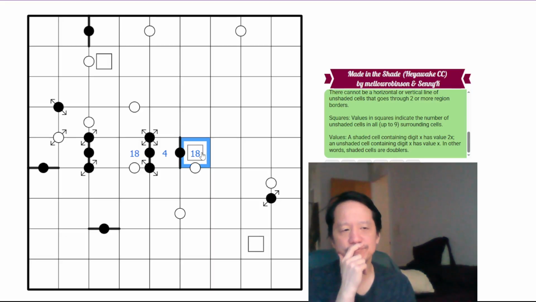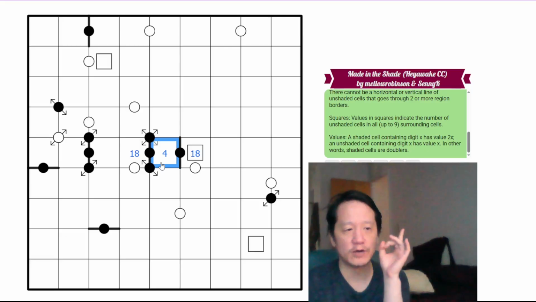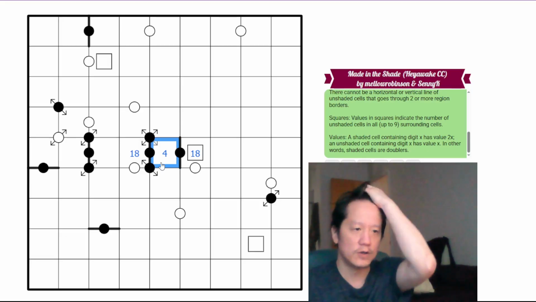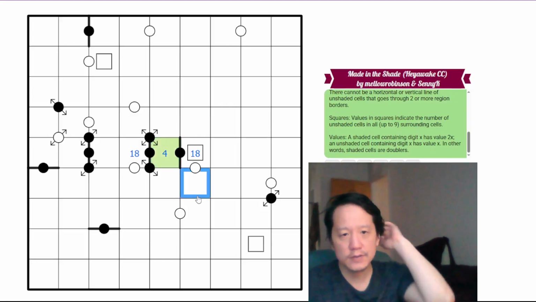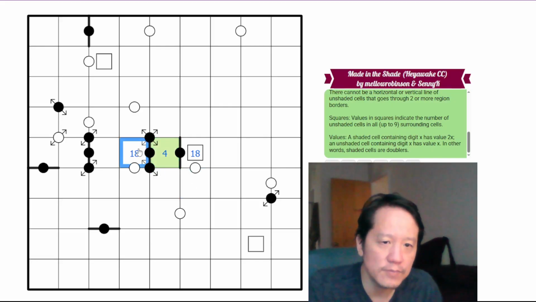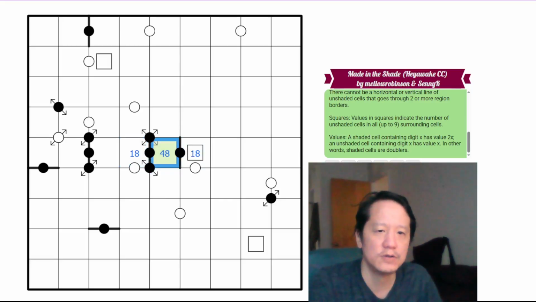But that's not the only possibility. You could have 8 here between 4 and 2 doubled, right? So that would be a value of 4, a value of 4. So we know this is unshaded. And one of these two is. So this is 4 or 8 here.